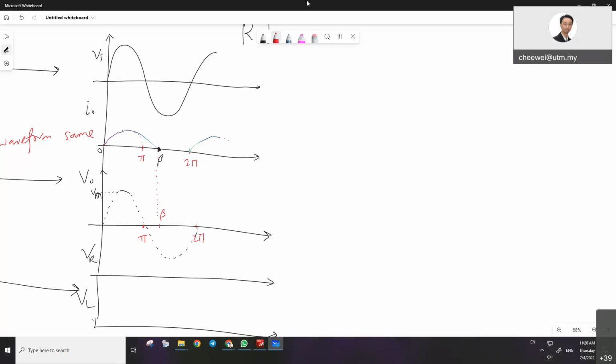Okay, how's the waveform? We start from 0. Do we stop at pi or do we go further? The current is still flowing, right? After pi to beta, the waveform continues until beta. So when you reach beta, because the current is already 0, there's no more output for the voltage. So it will stop here. So we complete the line.